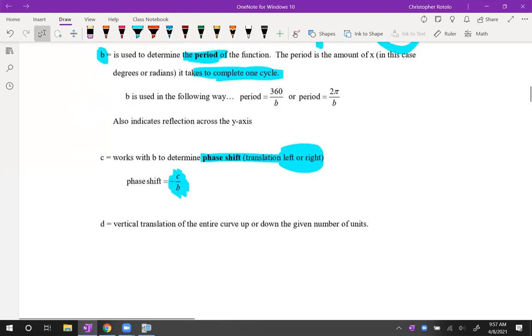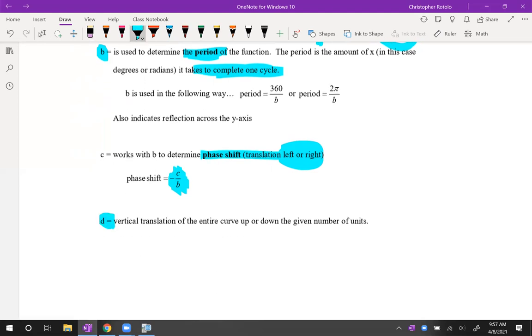All right, and D, this one is going to be one of the easier ones, just like A. That just tells us how much to move the entire curve up and down as we work it. Okay, move the entire curve up and down. So that's going to affect the range as we look at these.